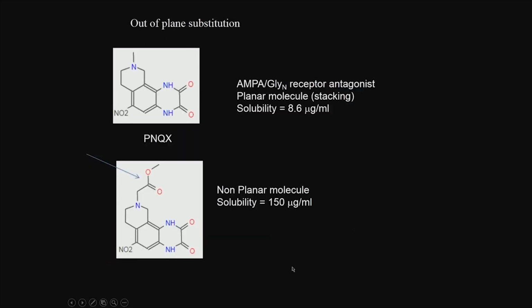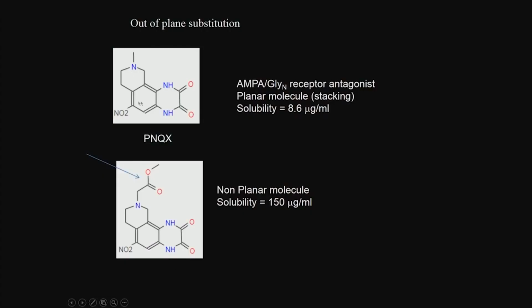Out of plane substitution: if a structure is well packed, very crystalline, solubility is very poor. Look at this structure, it is in a single plane, because we have the fused rings, so they will be planar, planar, planar like this, so it is highly crystalline in nature, so the solubility is extremely poor. Planar molecules are stacked. This is an AMPA glycine N receptor antagonist. Now all you do is you add an acetyl group here.